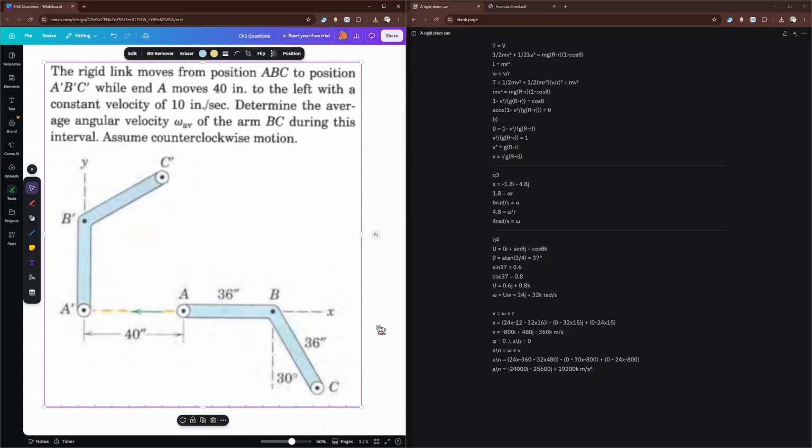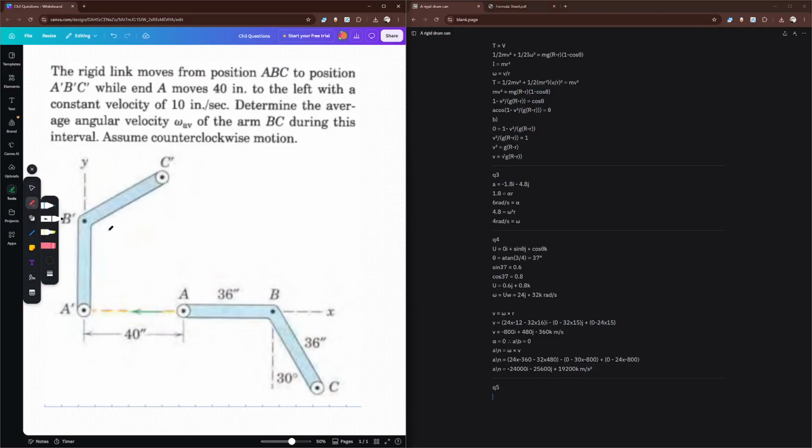Now on to this question. This is Q5. The rigid link moves from position ABC to position A prime, B prime, C prime, while end A moves 40 inches to the left with constant velocity V equals 10 inches per second. Determine the average angular velocity of the arm BC during this interval. Assume counterclockwise motion.